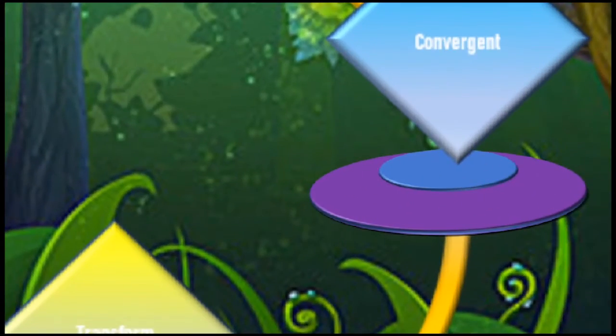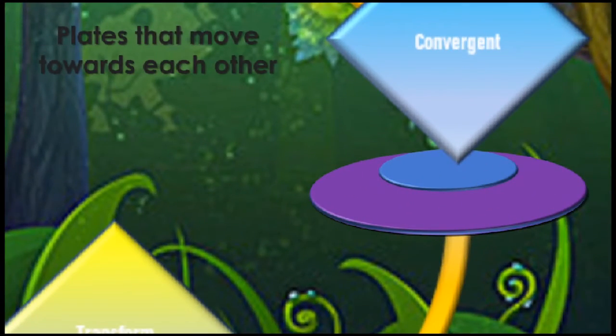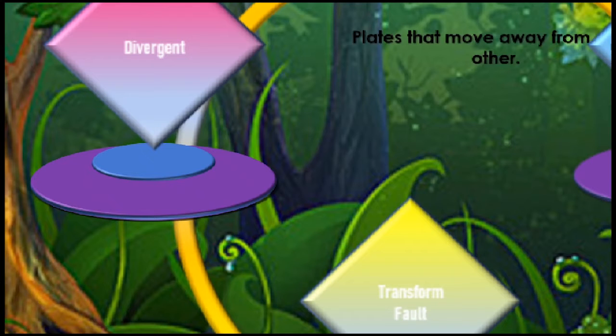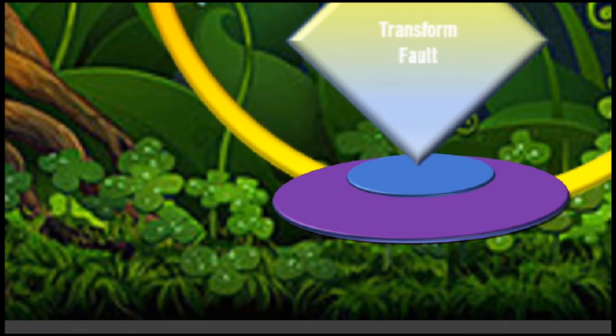When we say convergent boundary, these are the boundaries where plates collide or plates that move towards one another. Next, we have the divergent boundary. So unlike the convergent boundary, in divergent boundary, plates are actually moving apart. From the word diverge, it is diverging, moving away from one another. And then we have the next one, which is the transform fault boundary, where plates are actually sliding past one another.